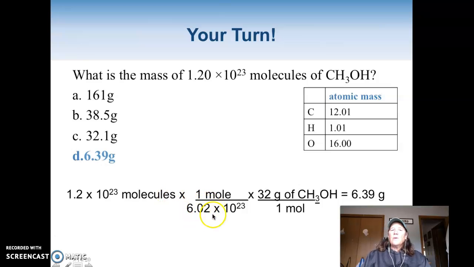Now we got rid of molecules and we got moles, but the question wants mass. So 1 mole, and I told you when you add all these together, you get 32. So if you take 1.2 times 32 and divide by 6.02, you get 6.39. And the 10 to the 23rds just cancel out. So 1.2 times 10 to the 23rd molecules of CH4O is 6.39 grams. Again, when you're going from molecules to grams or grams to molecules, you have to do 2 steps.